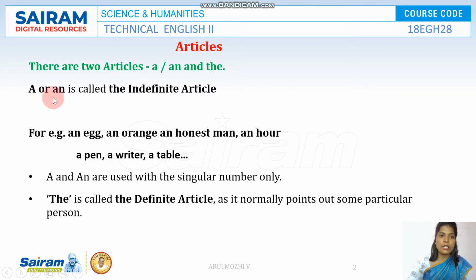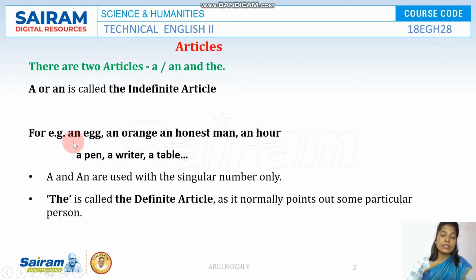A or an is called an indefinite article because it refers to an unspecific noun which is not known to the receiver. So we call it an indefinite or unspecific article. Examples: an egg, an orange, an honest man, and an hour.